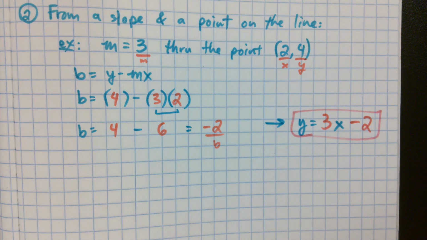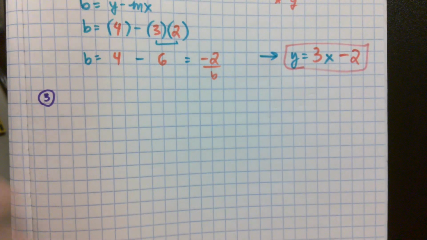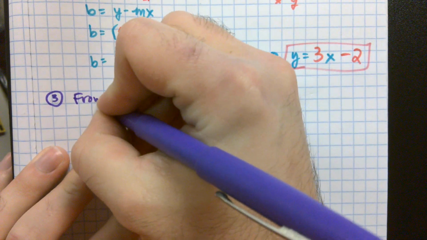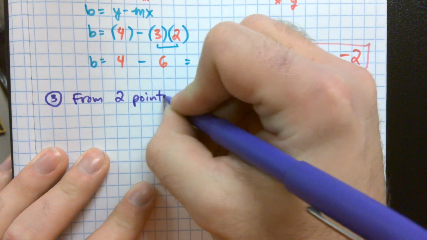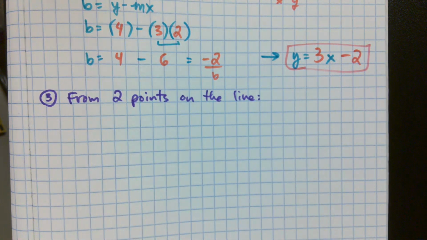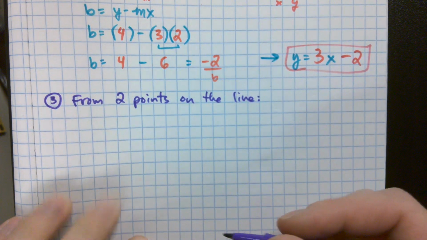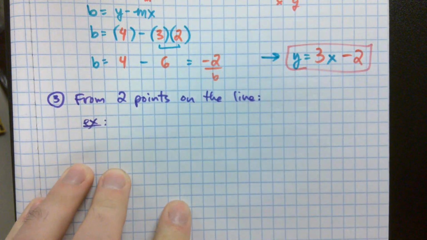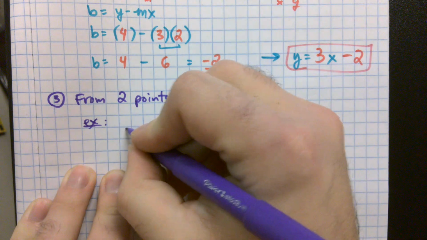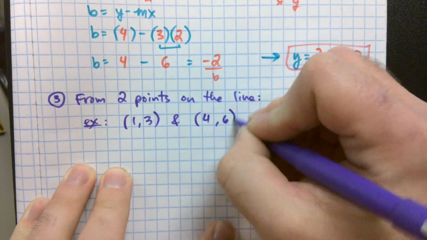So before we get to the graphs, let's talk about our third way to write an equation. What we just went over on worksheet 25, and that would be from 2 points on the line. So again, we're going to be very similar to our second method, just a little bit more work, because now we're not going to be given our m, we're going to have to find it. For example, let's say we've got a line that goes through the points (1, 3) and (4, 6).